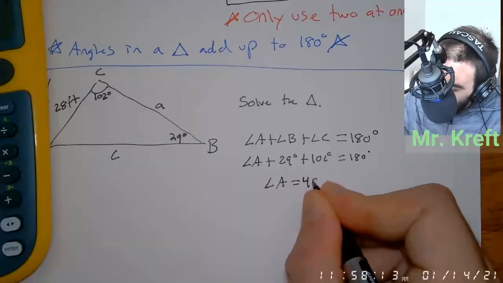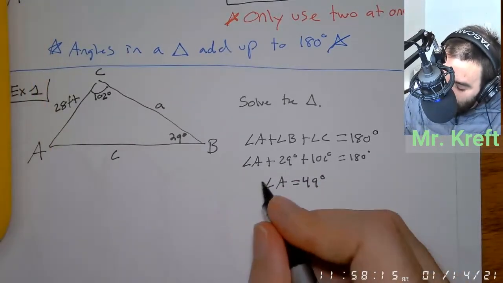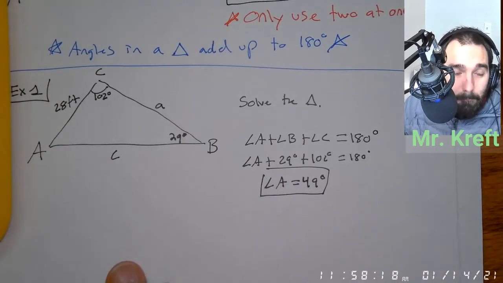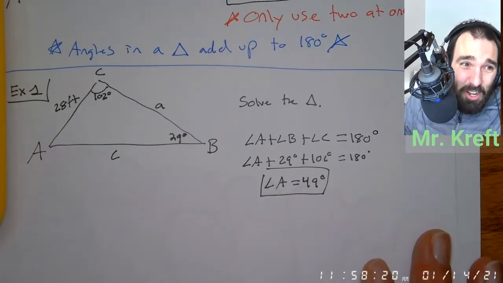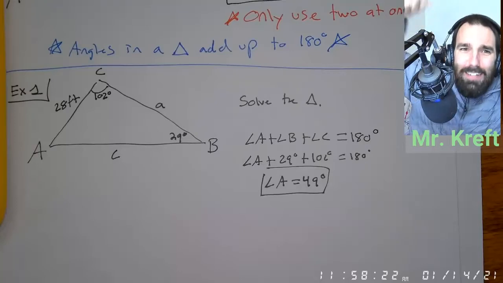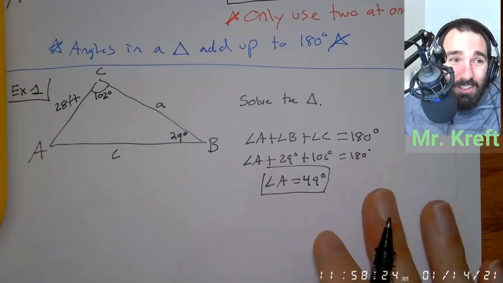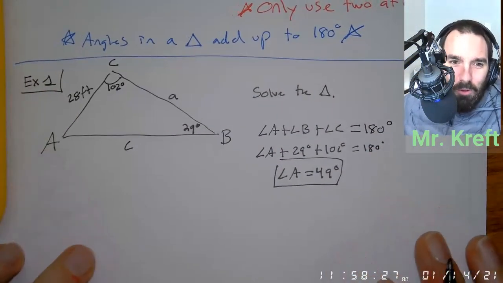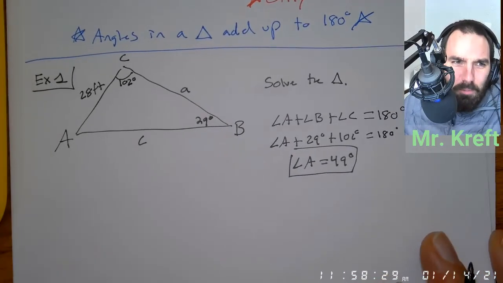Angle A equals 49 degrees. Do you guys see how easy that was? It's like, yeah, geometry. Woo! Take me back, take me back. Guys, isn't this so much easier than what we were just doing? Oh, so maybe it was worth it. Yeah, love it, love it.